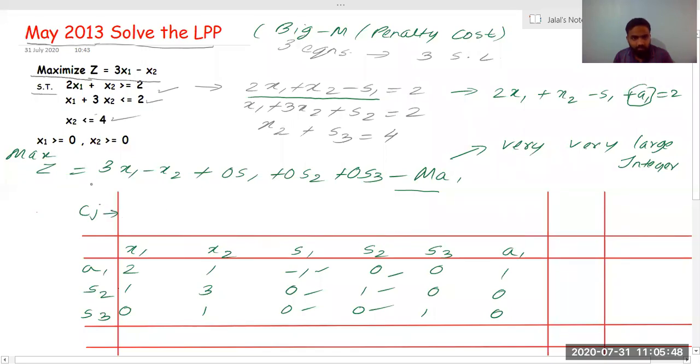Cj will be, we have to write the coefficients of x1, x2, s1, s2, s3, a1 from the z equation. So we will write 3, minus 1, 0, 0, 0, minus M. Hopefully we will not make any mistake today. So this side is always equal to 0. Now we have to write the RHS from the constraint equation. First is 2, second is 2, third is 4. Okay, so we have written this.